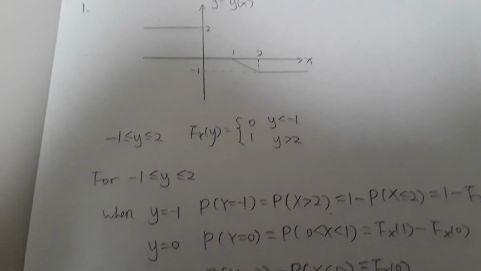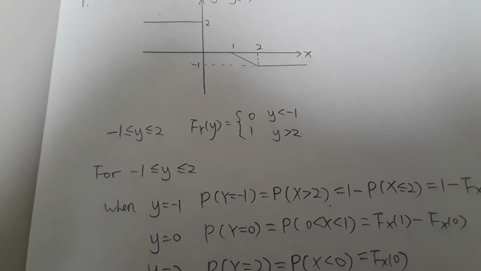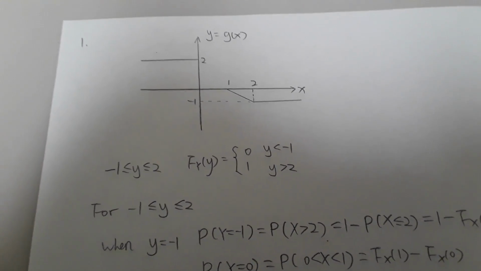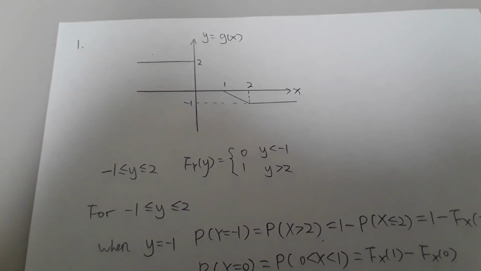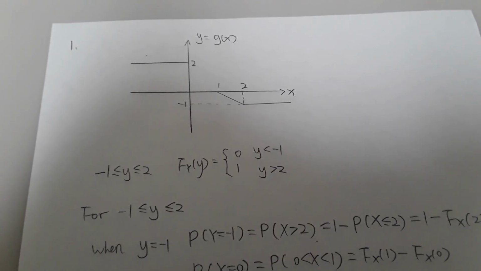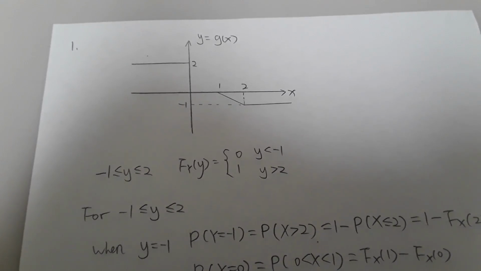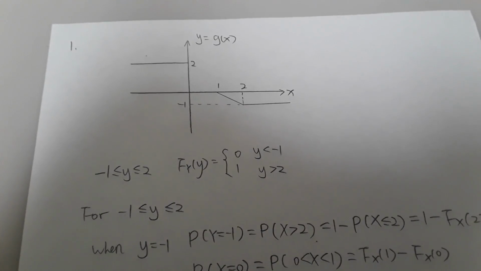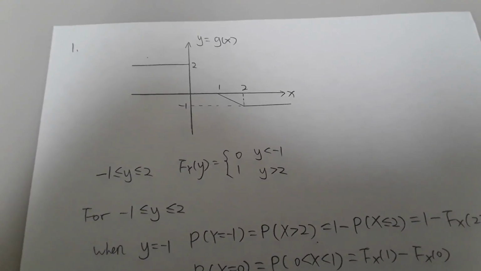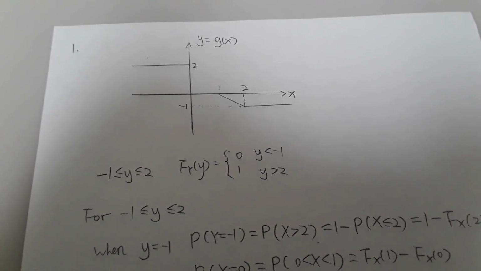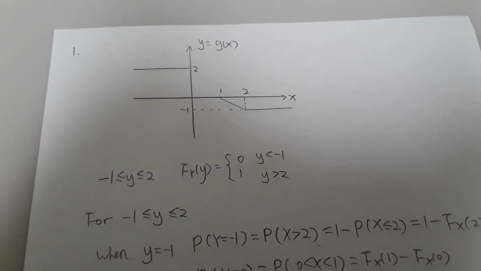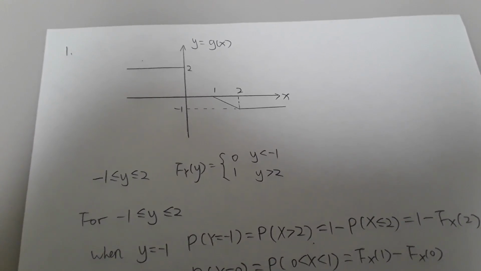In this question, we already know that g of x equals 2 when x is less than 0, and when x is ranging from 0 to 1, g of x equals 0. For x greater than 1 and less than 2, g of x equals minus x plus 1. Finally, for x larger than 2, g of x is minus 1. The diagram of y equals g of x should look like this.